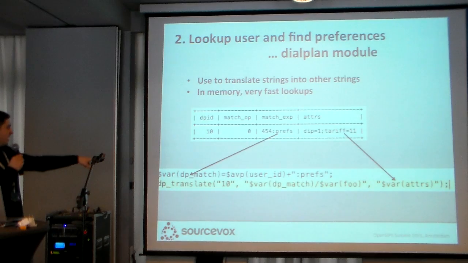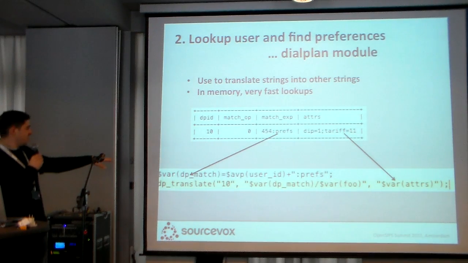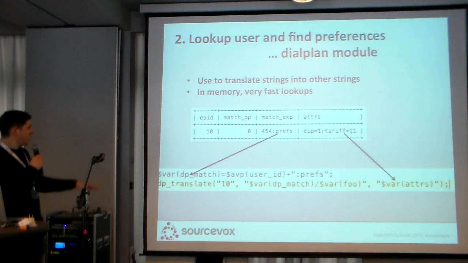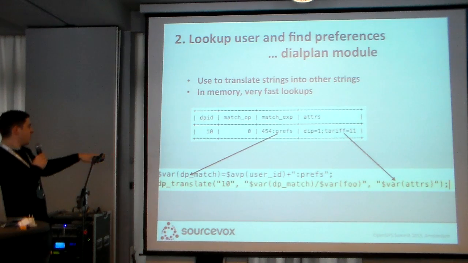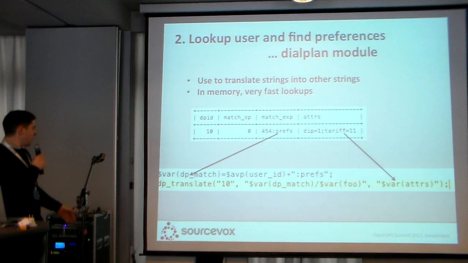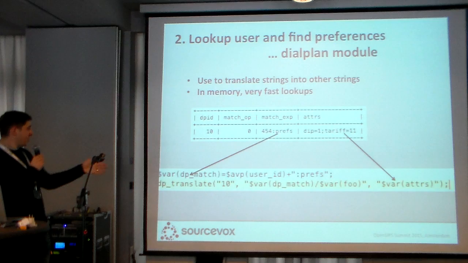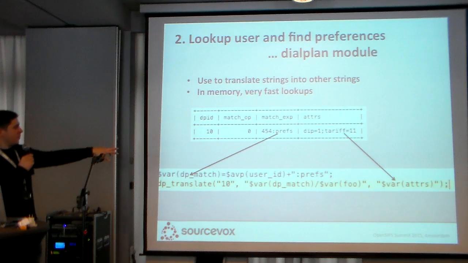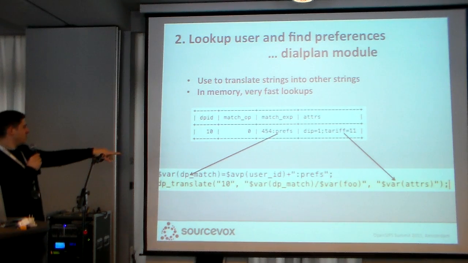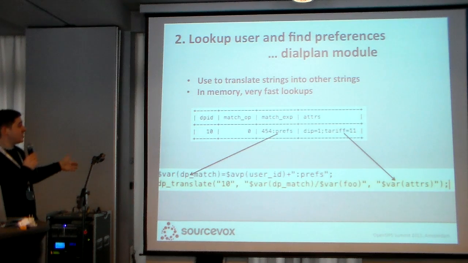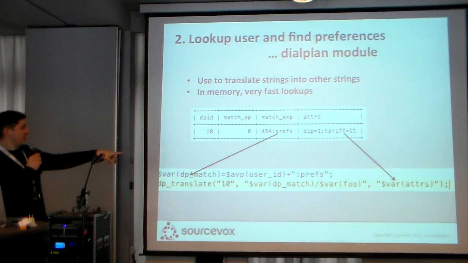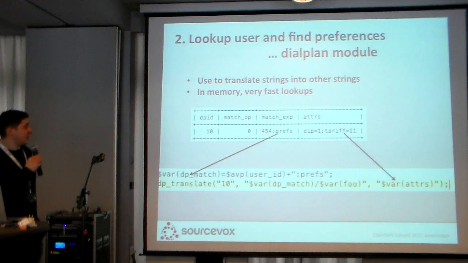So here we will do a dial plan lookup. We see we have the user ID, which we got from the permissions module before. We know we want to look for the user's preferences, so we build ourselves a string, which is var dp match, and then we can simply call the dial plan translate function with a dial plan match variable. And the key thing we're after here is that OpenSIPS will return true if there's a match, and if there is a match, we'll also get the attributes that we need once again in this var attributes.